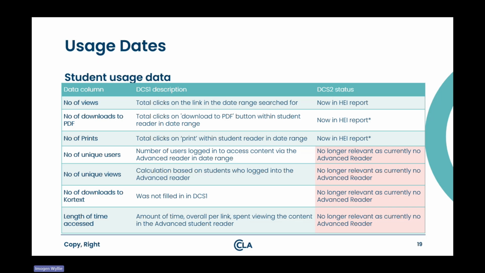As and when Cortex are able to partner with us for the advanced reader again, then we'll add them back in. But at the moment, there's just no point in having the columns because there's no data to put in them. The ones that we do have are number of views. That continues to be the total number of clicks on the link in the date range that you have searched for. And then the next two, number of downloads to PDF and number of prints, are the number of clicks from that anonymous student reader within the date range.